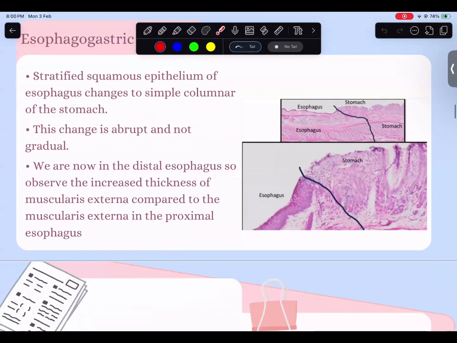Okay. So also, because we're in the distal esophagus, there's going to be increased thickness of the muscularis externa compared to the proximal esophagus. So if you look here, the muscularis externa is going to be thickened mostly because of peristalsis of the food going to the stomach, so more work at the lower esophagus. Okay?